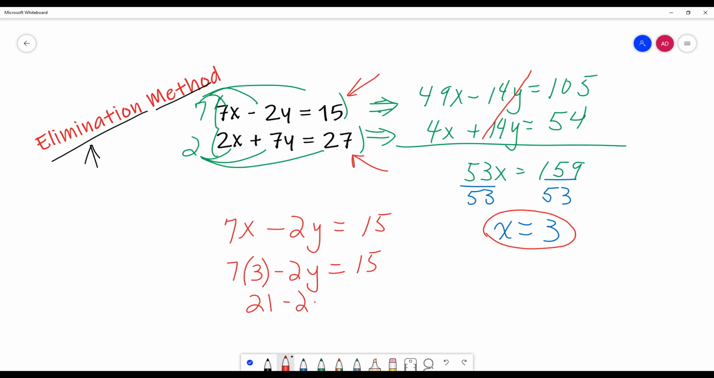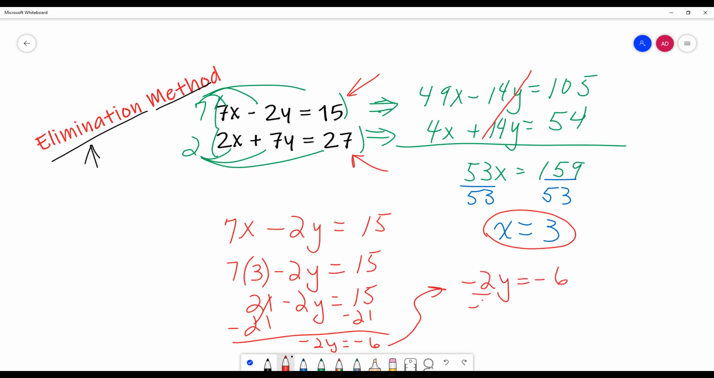So 21 minus 2y is equal to 15. Subtracting 21 from both sides. Look at me looking at all these steps. I am writing down every one of my steps. Now, when I divide by -2, lo and behold, y is also equal to 3. It just so happened they were both 3.